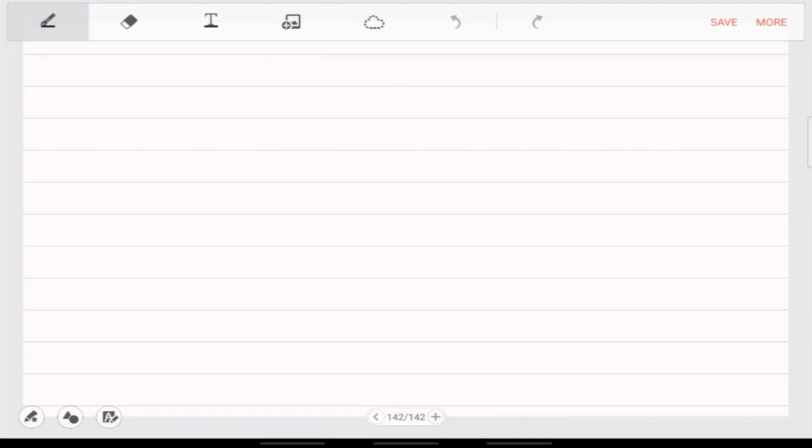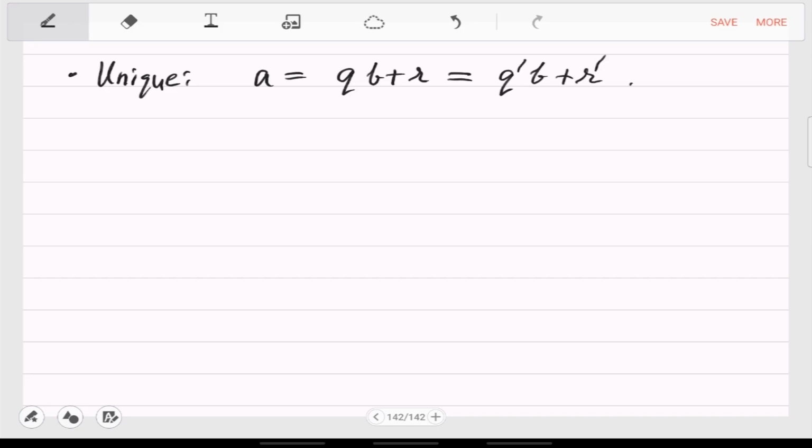And then it will halt when you reach a remainder which is between 0 and b minus 1. So clearly it exists, there is a fast algorithm. But why is it unique? Why do you always get the same r? Why can't some other algorithm give a different r prime? So if you get a different r, then what does it mean? qb plus r is equal to q prime b plus r prime. Would that be a problem? Why?